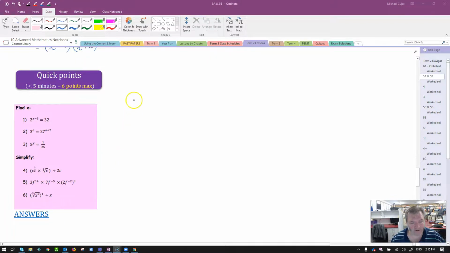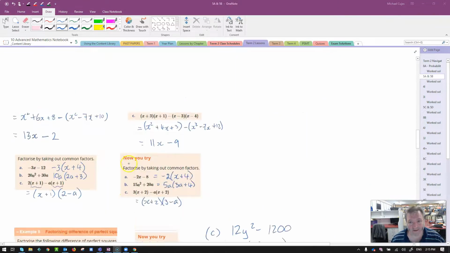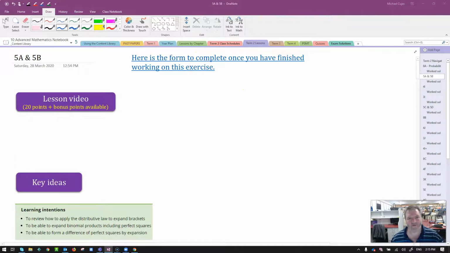Just a few quick points, because I know you've had to do a few little extra ones with me during the video today. There's your basic training, your exercises, standard or standard and advanced if you're keen. And don't forget to fill in your form. Really good work. I know it's pretty much revision for this exercise. Good luck with that, and we will catch you in the next video.